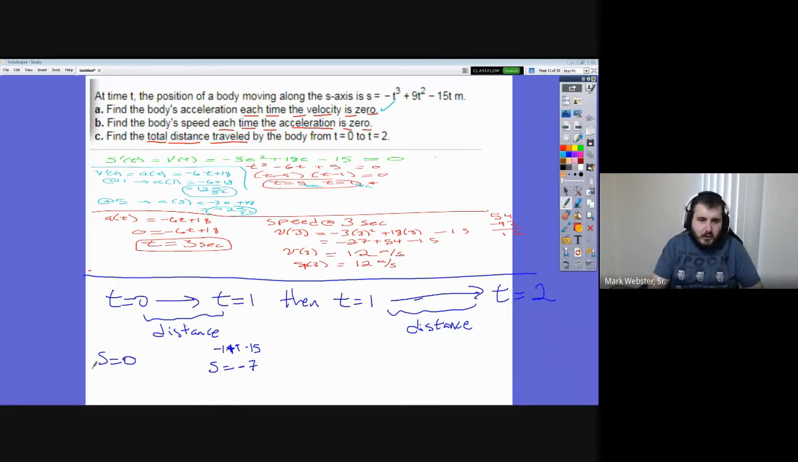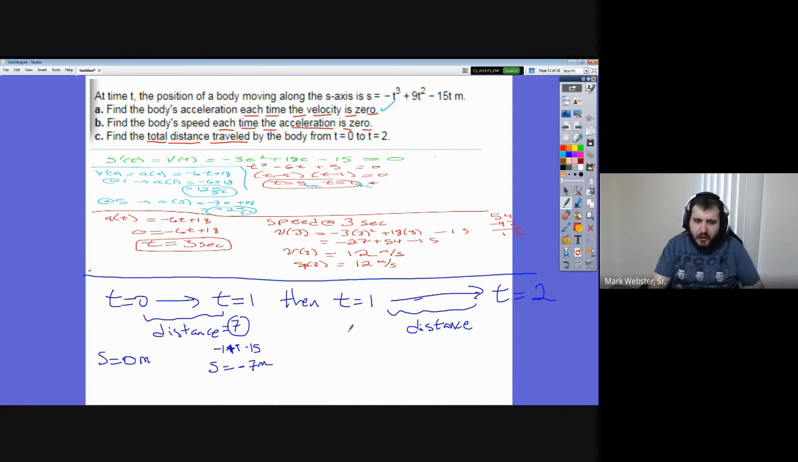So we started out at 0 meters and went to negative 7 meters. So the distance here is 7. Remember, I said don't worry about whether it's positive or negative. We're talking about where he went. He was at 0 and he went back 7.